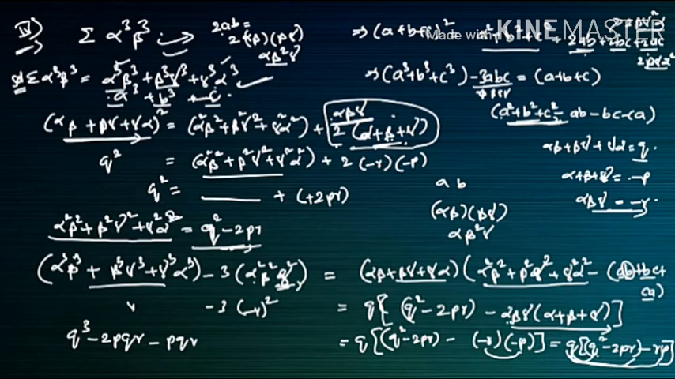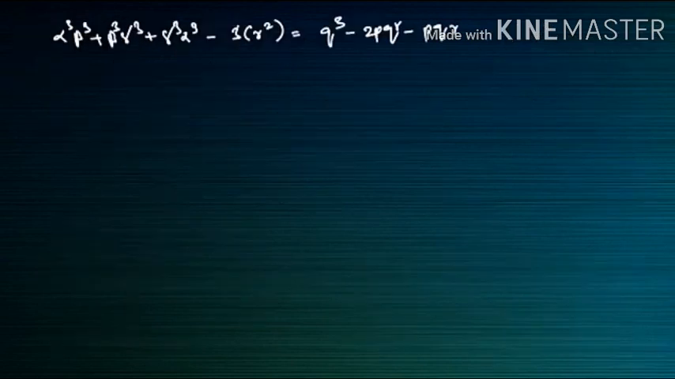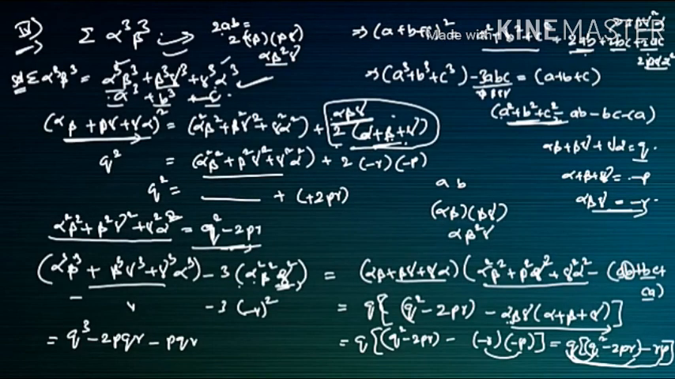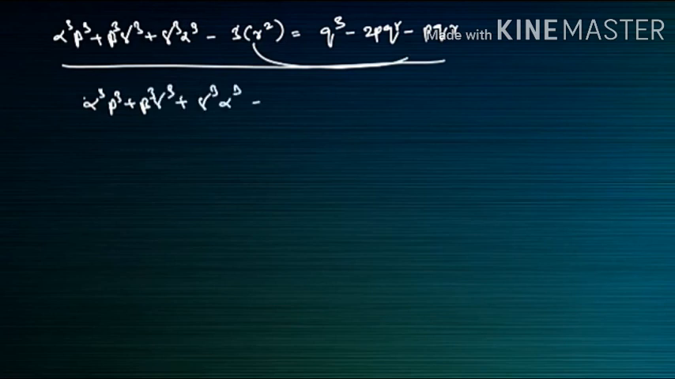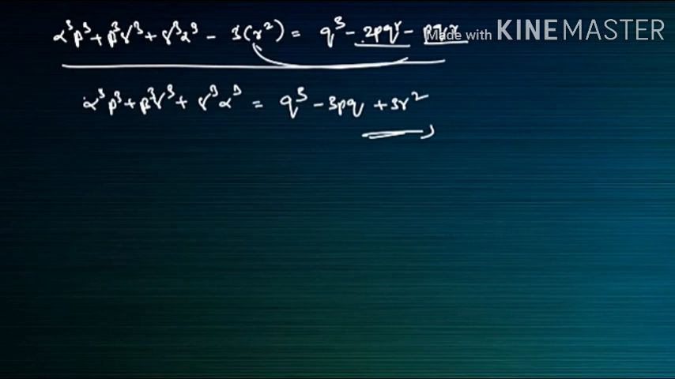Now this total I will write in another page. So this total value will come in the last slide here. Now here this 3r square I will take to this side, means alpha cube plus beta cube plus gamma cube is equal to Q cube minus 2PQR minus PQR plus 3PQR will come. So this will come, it is equal to 3R square will come. So this is the answer what we have to find here.